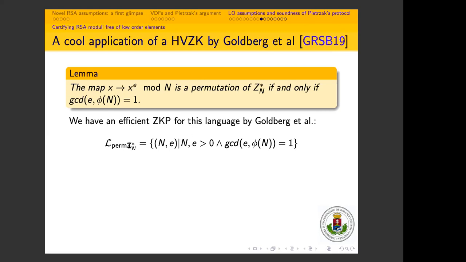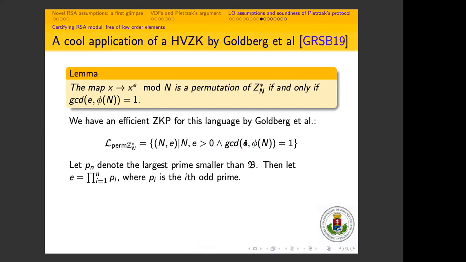So using Sharon Goldberg's proof system, given e and n, we can prove that this equation holds, that the GCD of e and phi of n equals 1, without leaking any information whatsoever about the factors. Why is it good for us?